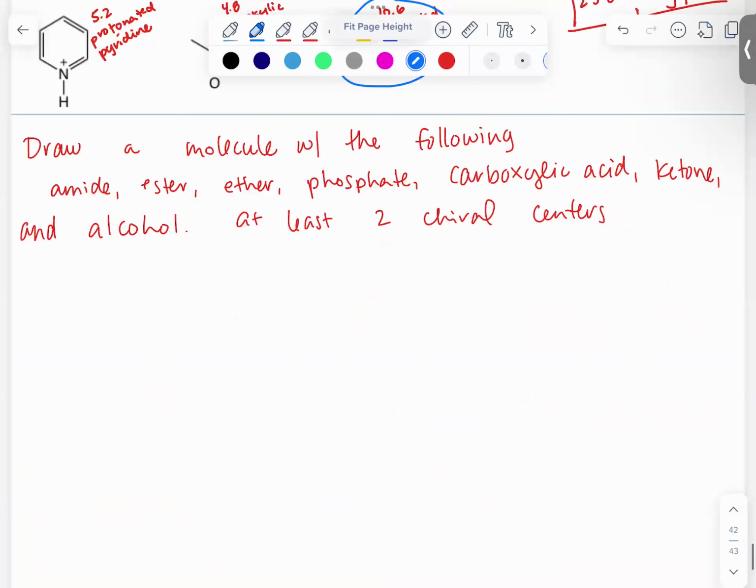So, this is the last practice question I have for you. Draw a molecule with the following: an amide, an ester, an ether, a phosphate, a carboxylic acid, a ketone, and an alcohol, and have at least 2 chiral centers.